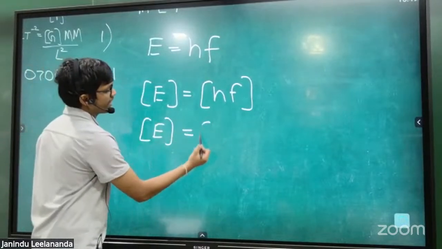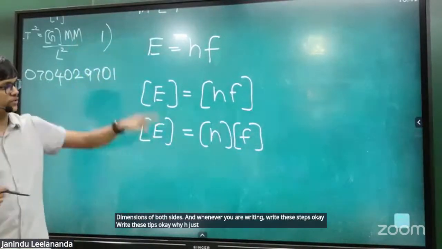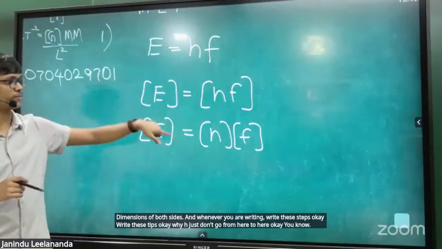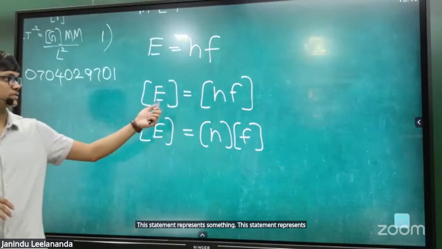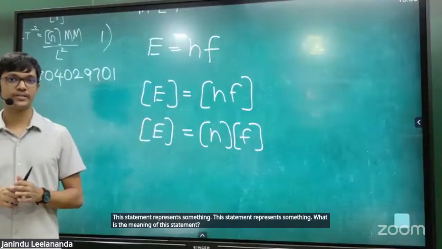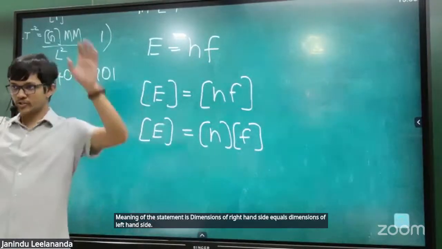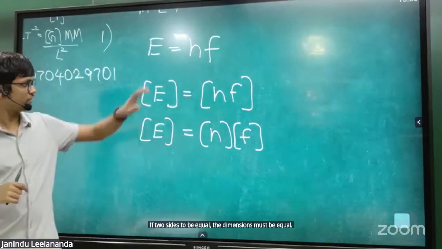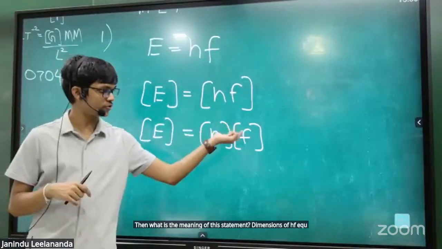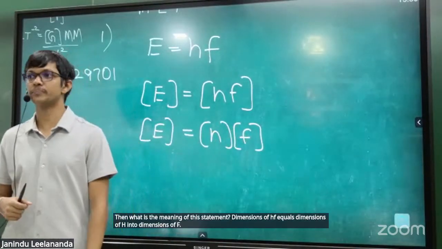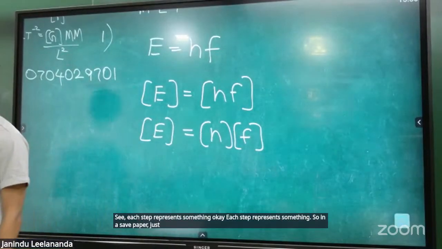Whenever you are writing, write these steps. Just don't go from here to here in an essay paper. Why? This statement represents something. The meaning of this statement is that the dimensions of the right-hand side equal the dimensions of the left-hand side. If two sides are to be equal, the dimensions must be equal. Then what is the meaning of this statement? Dimensions of hf equals dimensions of h into dimensions of f. Each step represents something. So in an essay paper, don't skip the steps.